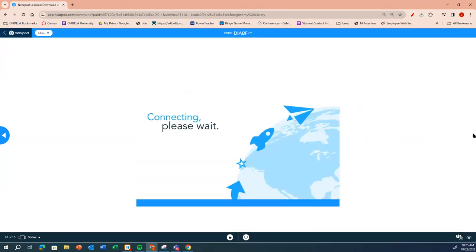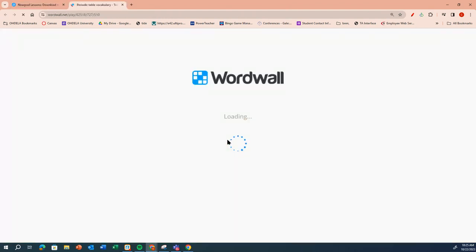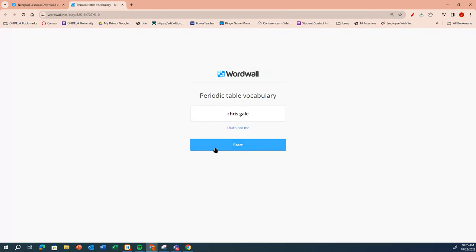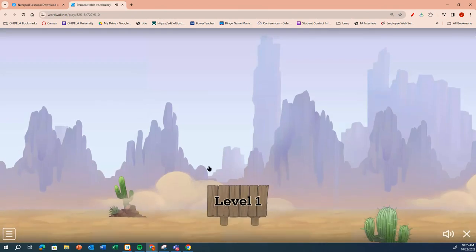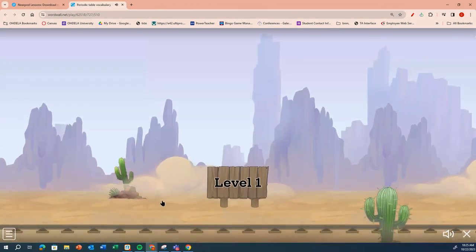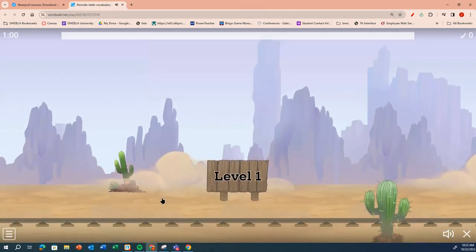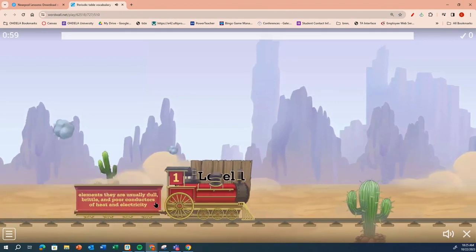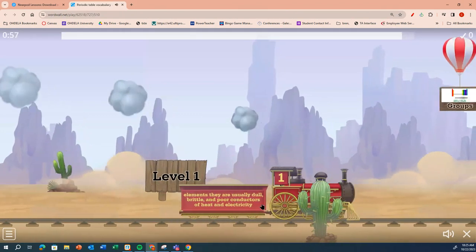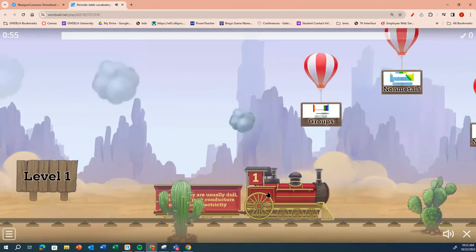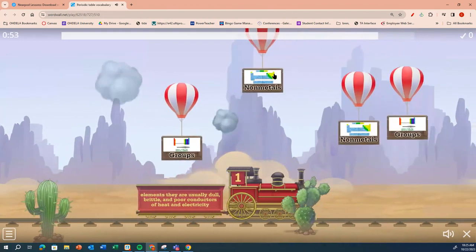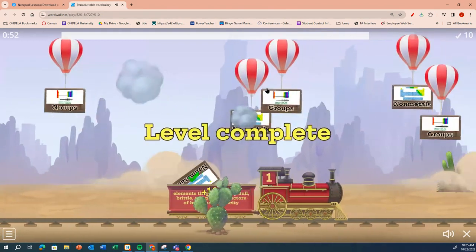All right, so this is your last item here. This is a word wall assignment. Get started with this. Your objective is to use your vocabulary. So elements that are usually dull and brittle are your nonmetals.